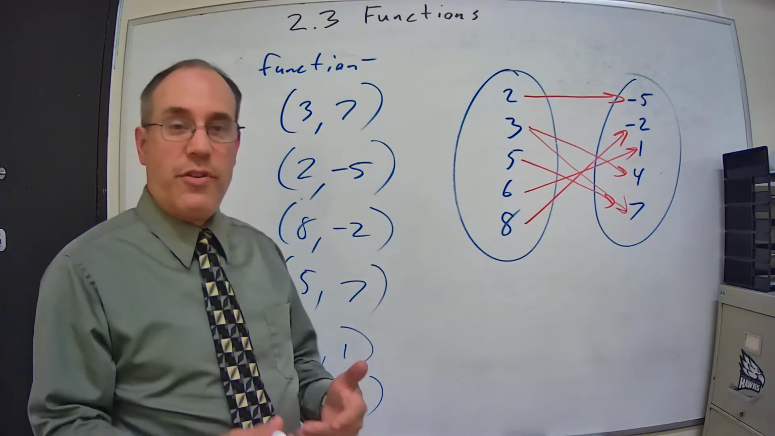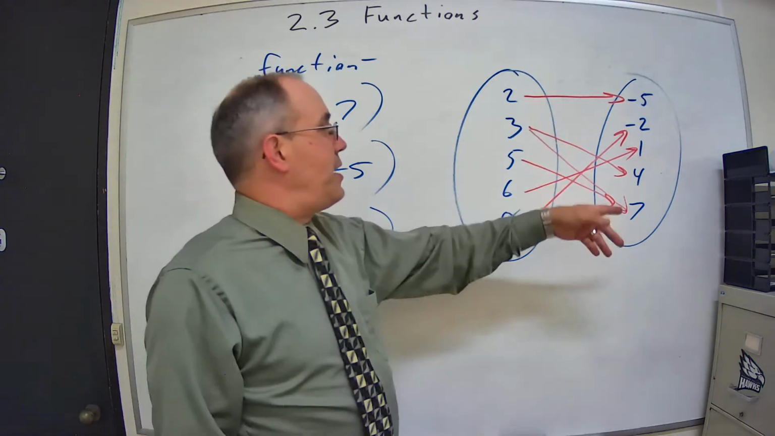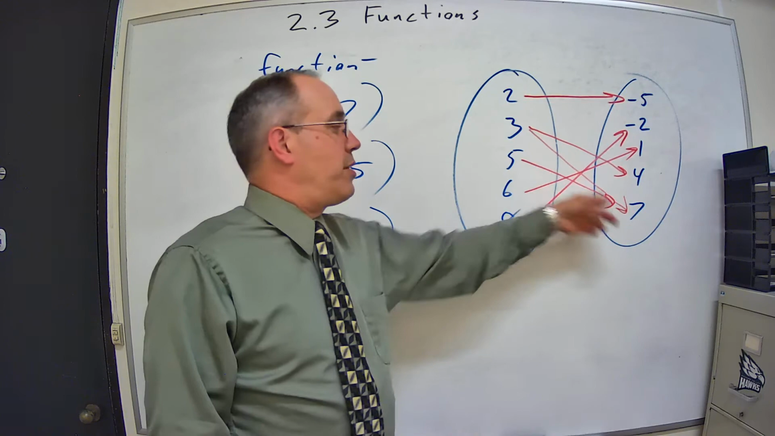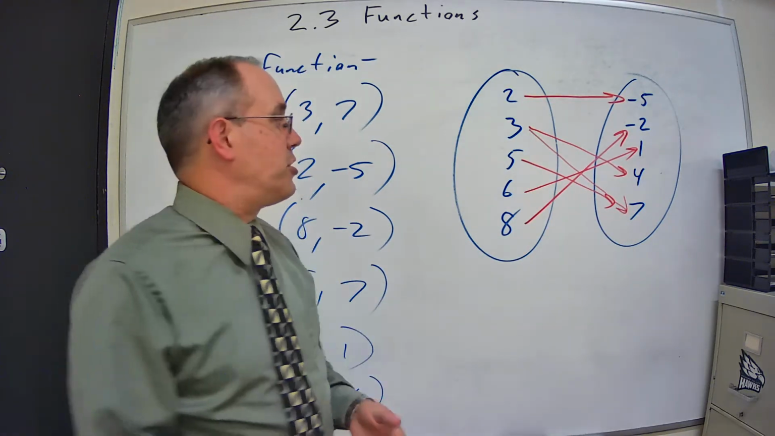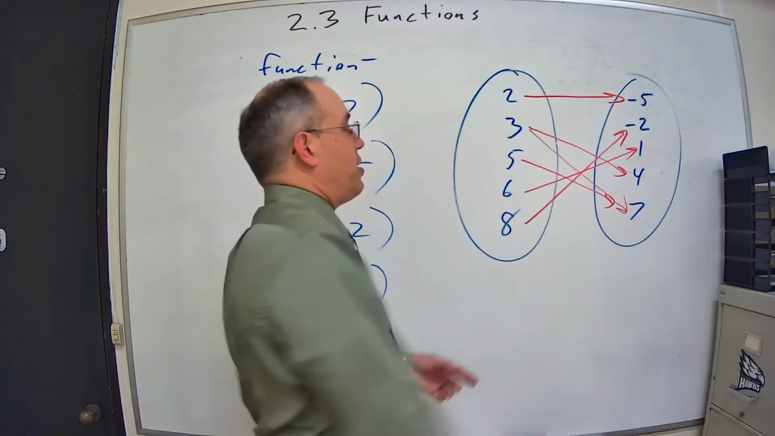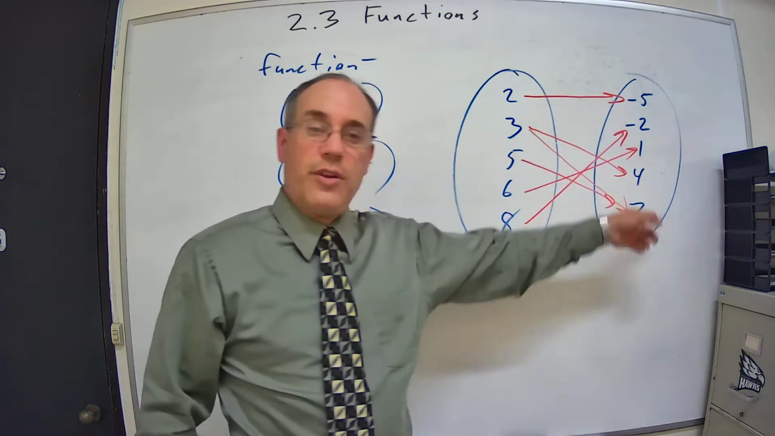So that's the difference of a function. This was a relation. 3 gave you 4, or 3 gives you 7. But in a function, you can't have this duplication here. You can't have 3 sending you 2 different directions.